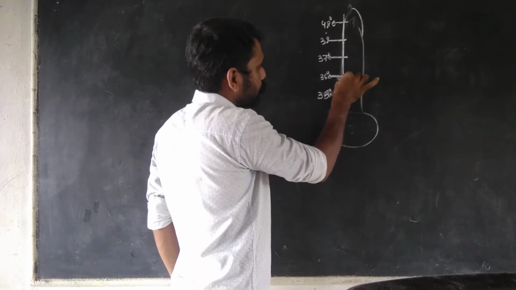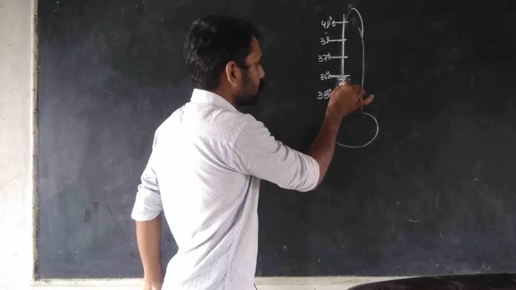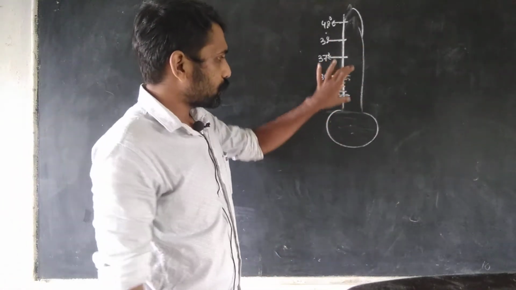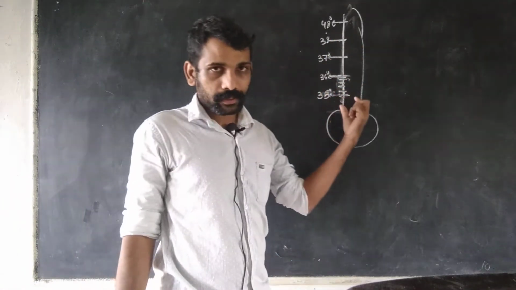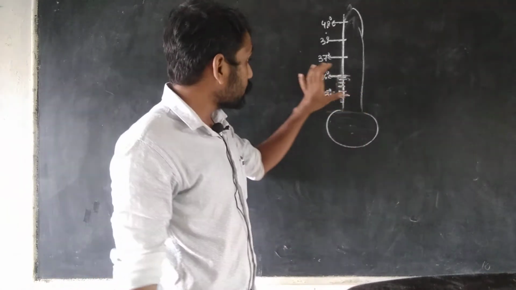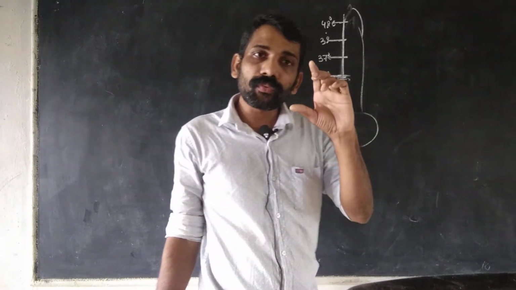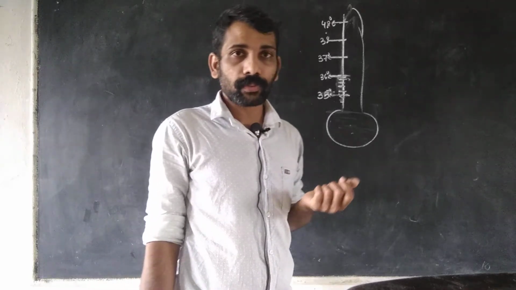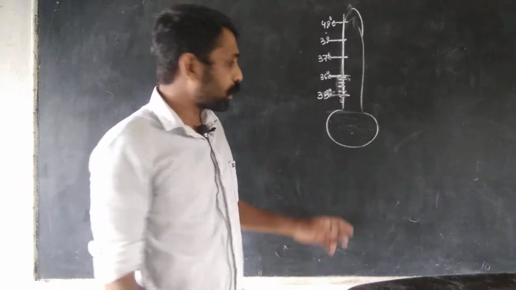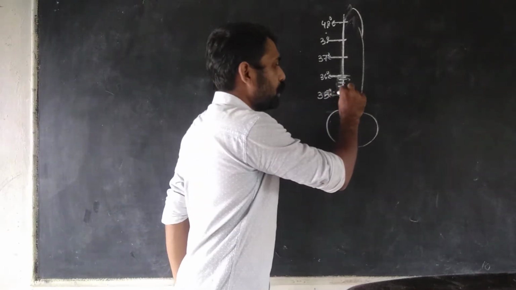This 1 degree Celsius is divided into what? 5. Divided into 5 divisions. 1 division, 2 division, 3 division, 4 division, 5 division. This 1 degree Celsius is divided into 5 equal parts. So what will be the value of this small division, or 1 division?